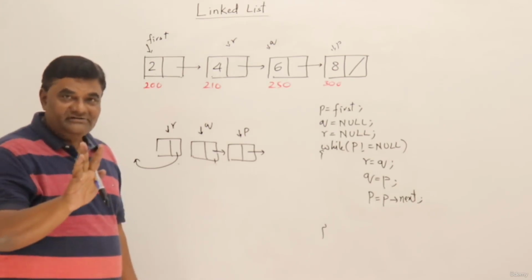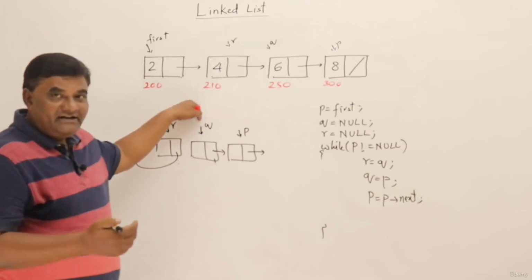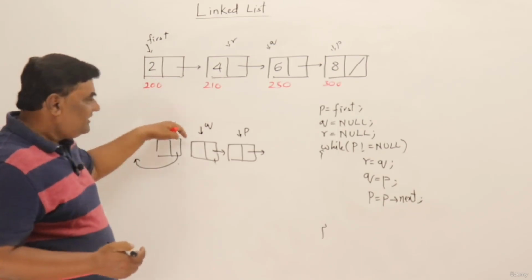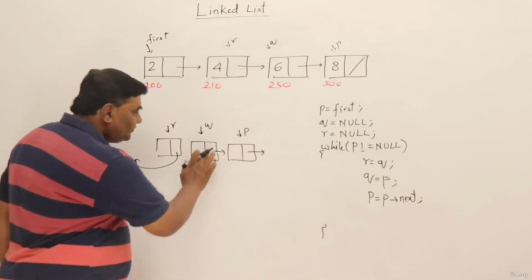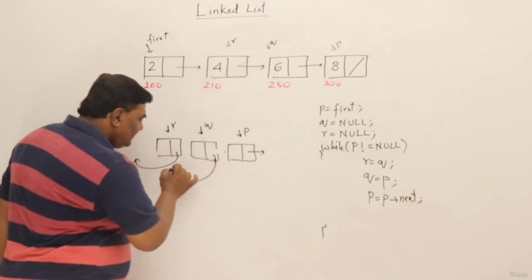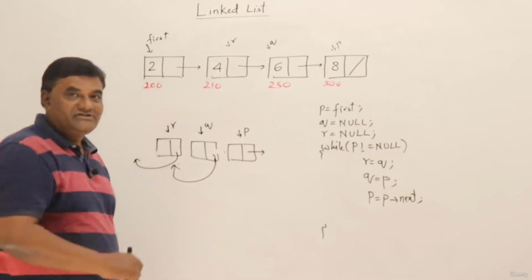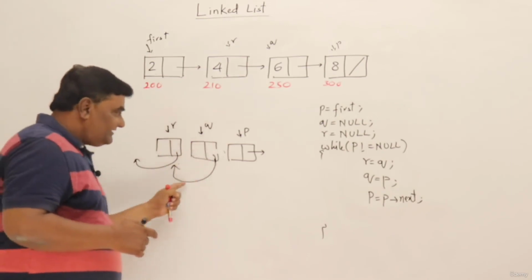So we need 3 pointers: the node which is being modified, the previous node, and the next node. So I am taking the names as P, Q, R. What I should do is make Q's link point to R. This modification I should do. So this has reversed the link.